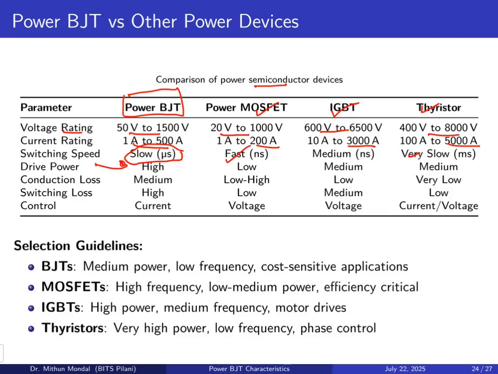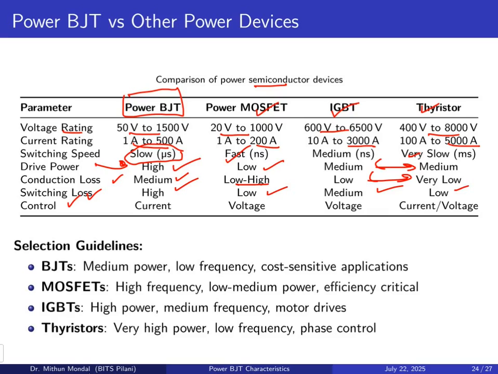Drive power requirement is highest in BJTs and low in MOSFET, and in the medium category for IGBT and thyristors. The conduction losses are medium in BJT, and you have very low losses in IGBT and thyristors. Low to high you will get in MOSFET. Switching loss is high in BJT, low in MOSFET, medium in IGBT, and low in thyristors.